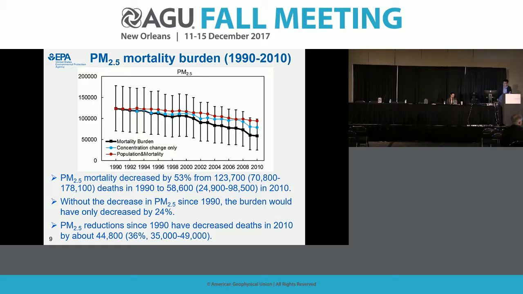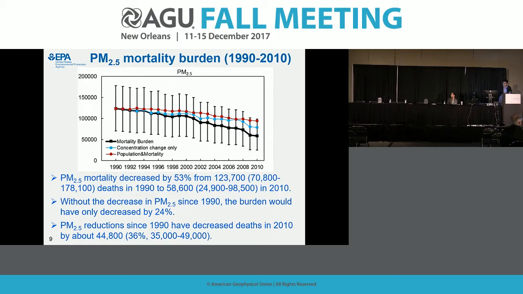Then we estimated the annual mortality burden based on the data I just talked about. The annual mortality burden is shown here in black lines, with the error bars showing the 95% confidence interval. We concluded that the PM mortality burden decreased by 53%, from 123,000 deaths per year in 1990 to 58,000 deaths per year in 2010.